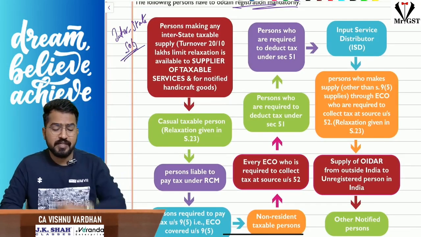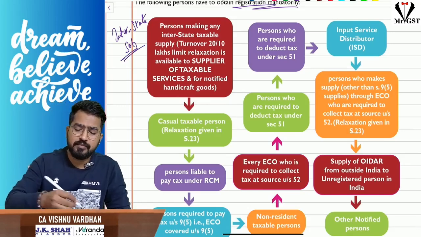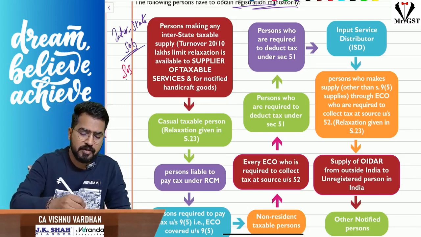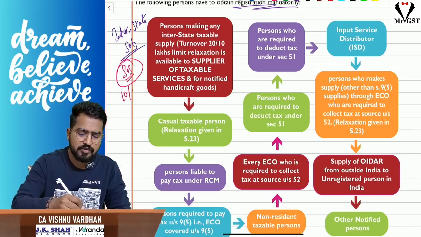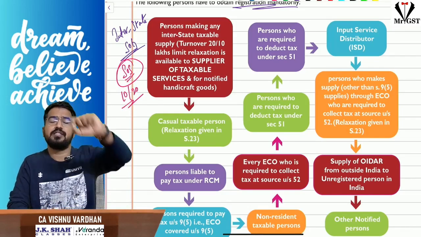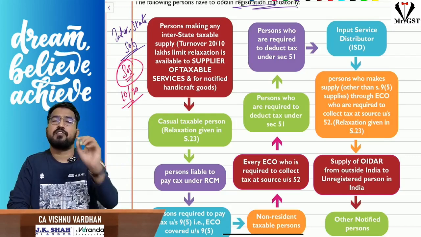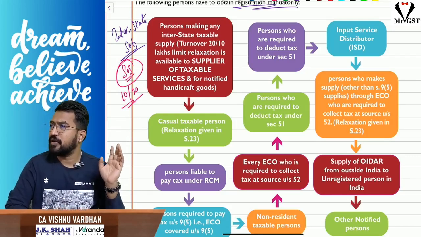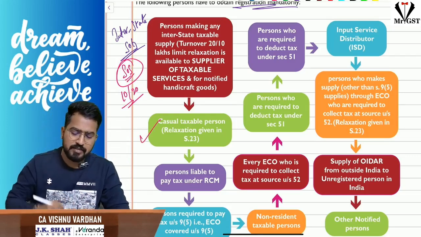If you are providing interstate supply of services, sir, you can enjoy the threshold limit of 10 lakhs or 20 lakhs, you need not definitely take registration. But if you are dealing with goods, interstate supply, even if you make 1 rupee, definitely you should take registration. Okay, next, casual taxable person.